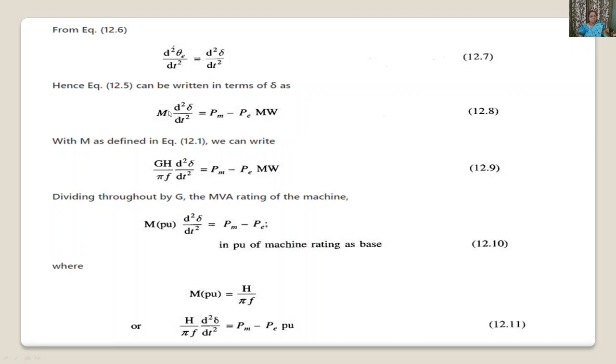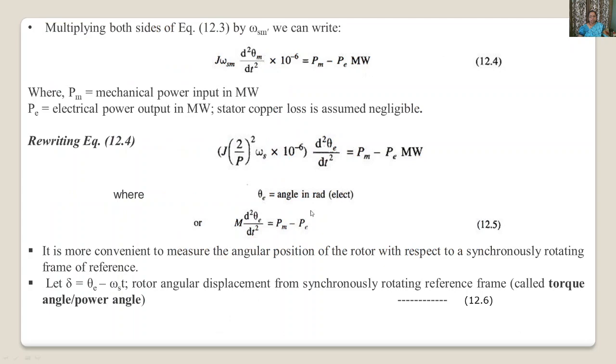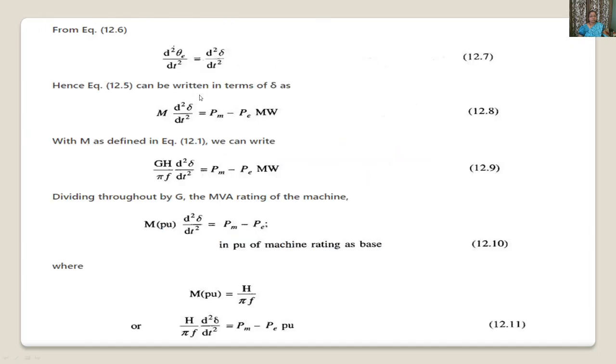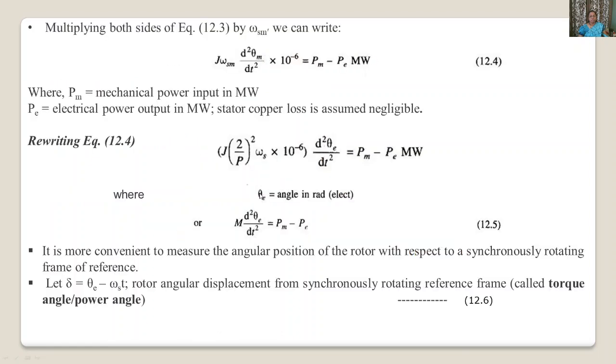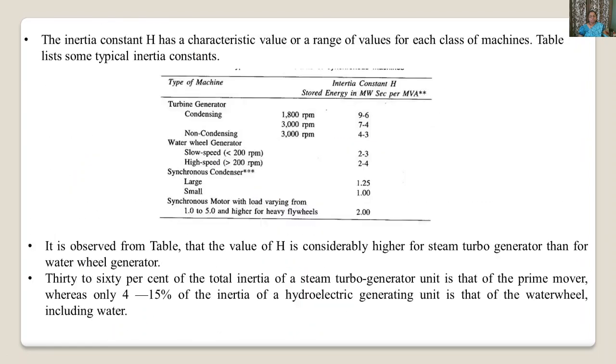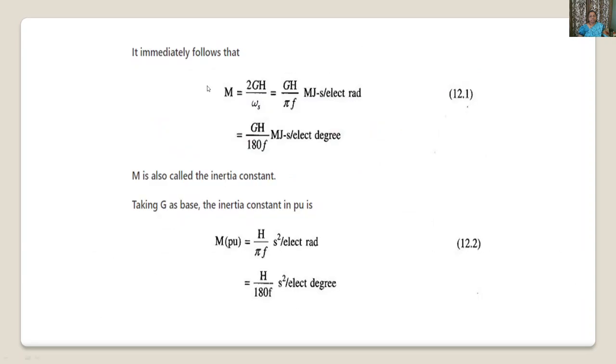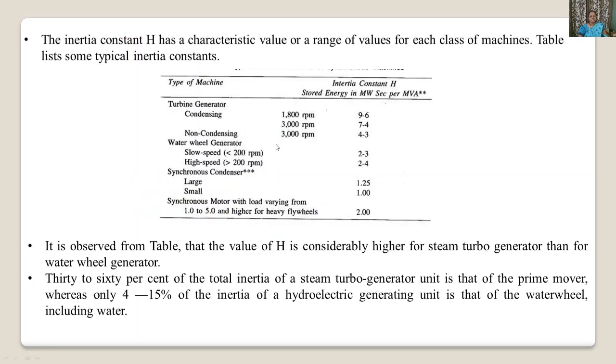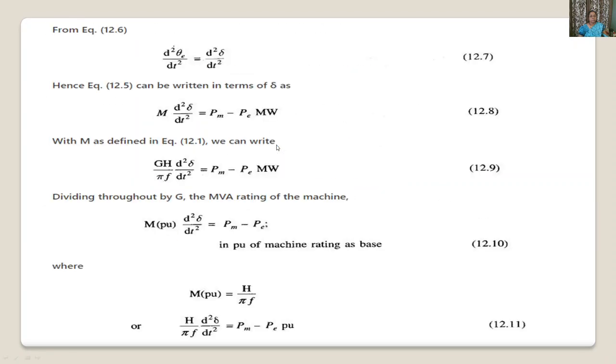Hence our equation 12.5 can be written as m d2 theta e by dt square, which can be written as m d2 del by dt square, where m is defined from equation 12.1. Where is 12.1? This is our 12.1. M is equal to GH upon pi f, as M is equal to GH upon 180 f. So GH upon pi f, d2 del by dt square is equal to Pm minus P.